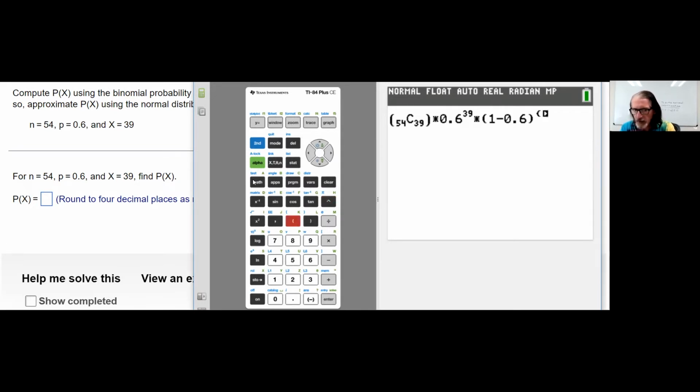And finally, the number of failures would be 54 minus 39, which should be 15. But particularly on the older calculators, you might want parentheses around this as well. 54 minus 39, whether that's 15 or not. When rounding to 4 places, the 10,000th place, this is giving us 0.0207.